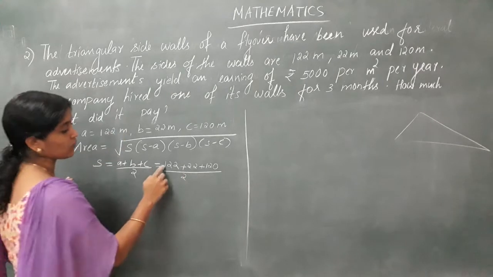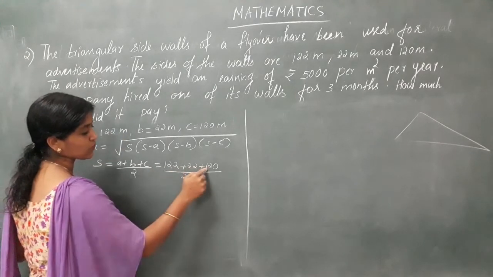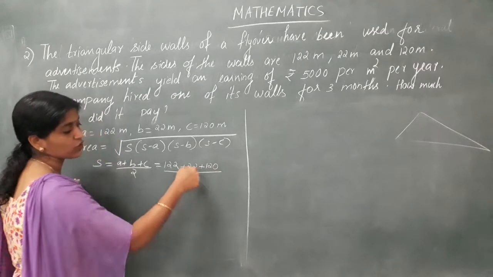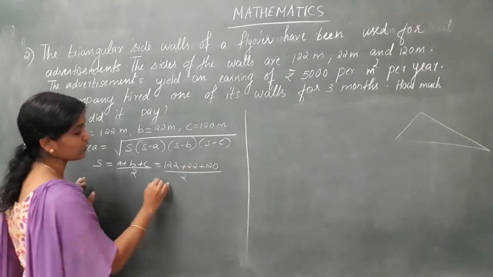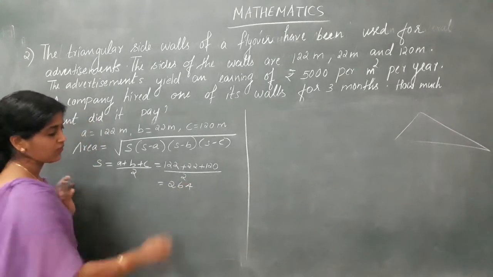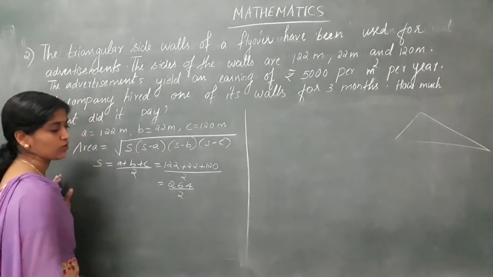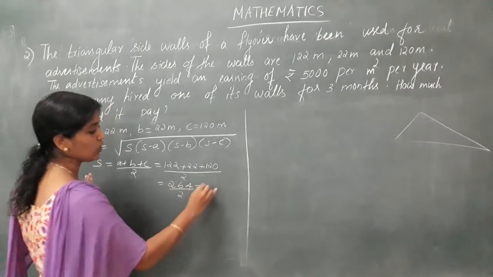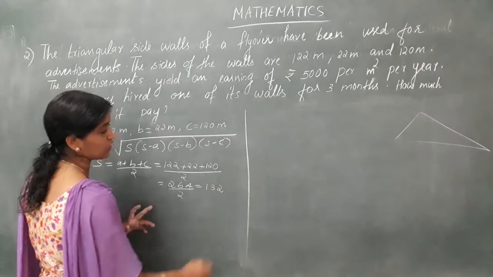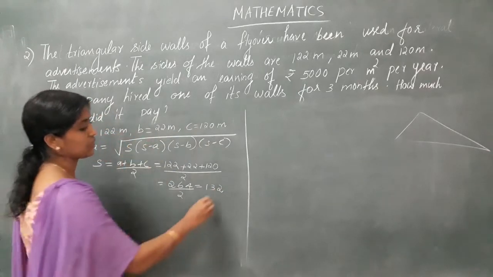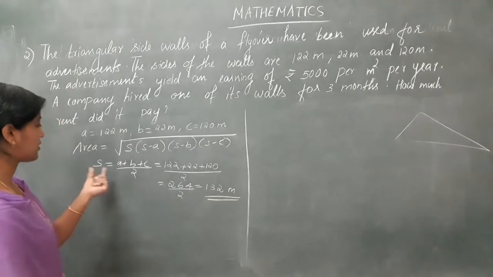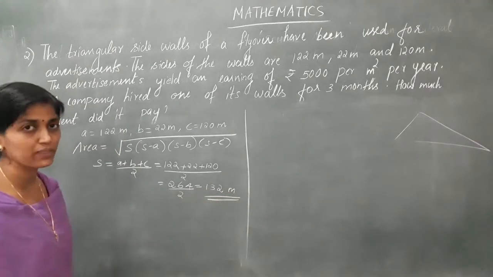So what do you get adding 122 plus 120? You get 242. 242 plus 22, you get 264, isn't it? Whole divided by 2. So we'll get S is equal to, dividing, 1 2s are 2, then 3 2s are 6, 132. What is the unit here? This is meter. Okay, so S is equal to 132 meter.